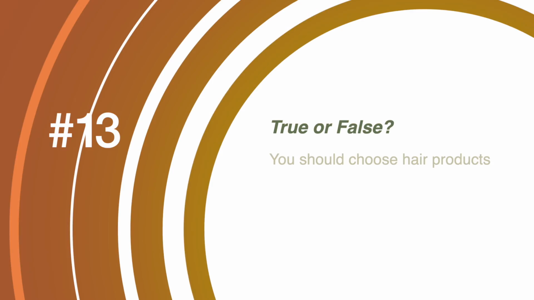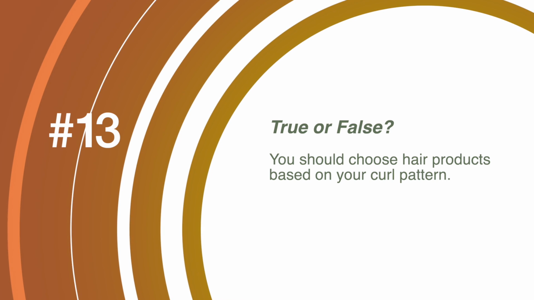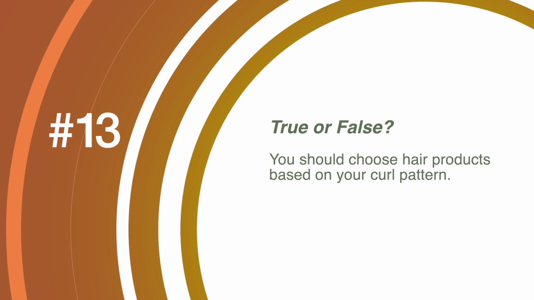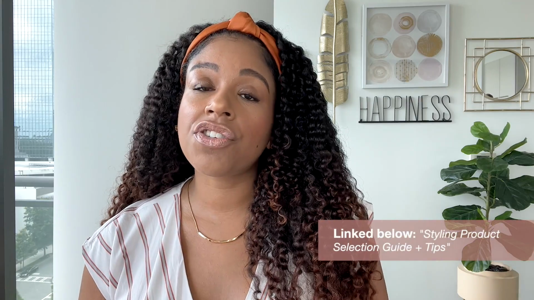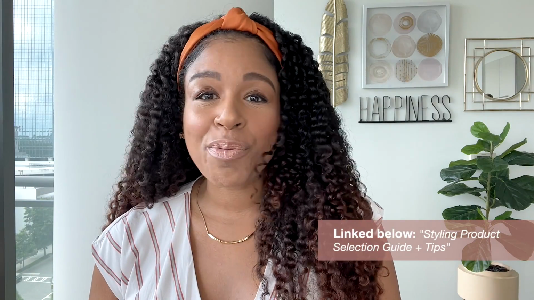True or false? You should choose hair products based on your curl pattern. The answer is false. Products cannot be formulated based on your curl pattern. Products are based on result desired. They work based on the health of your hair, how you apply them, the environment you live in, and when you are exploring products, it's helpful to shop with brands that allow returns and exchanges so you're not stuck with a bunch of products that you don't want to continue to use.